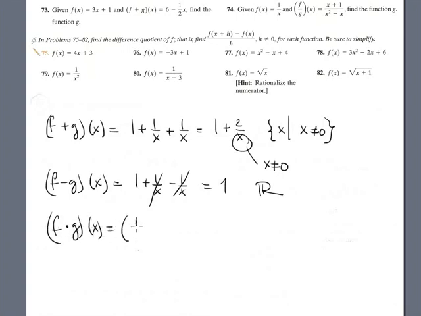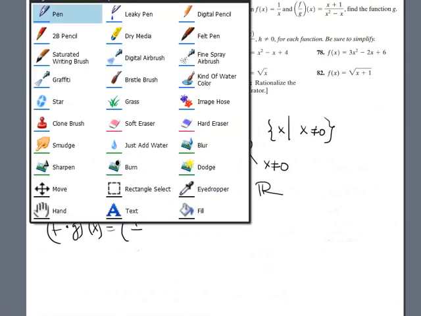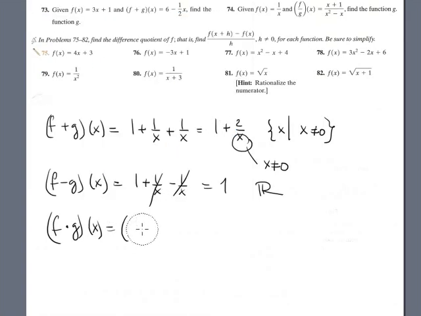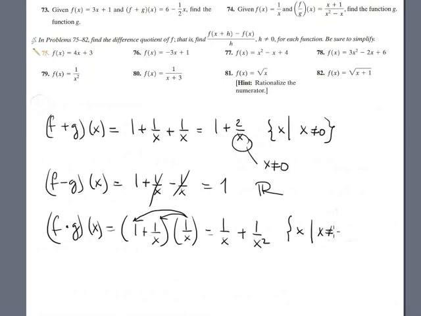Multiplication is multiply 1 plus 1 over x times 1 over x. This times this is 1 over x, plus this times this is 1 over x squared. 1 over x to the second power. And again, it's obvious that the domain is all real numbers such that x must be different to 0. So above the denominator, this and this, when you plug in 0, it's undefined.